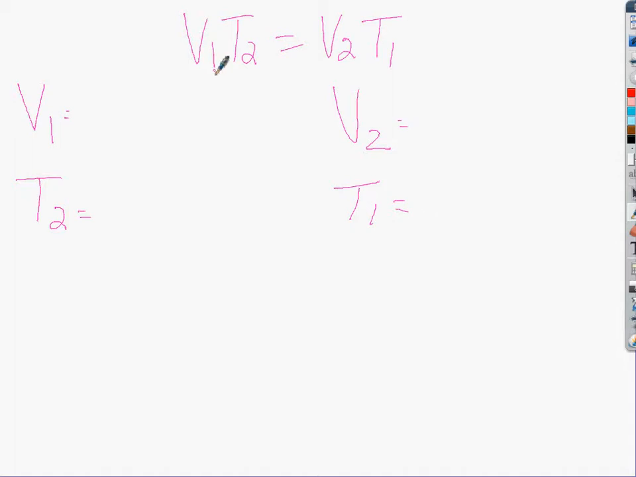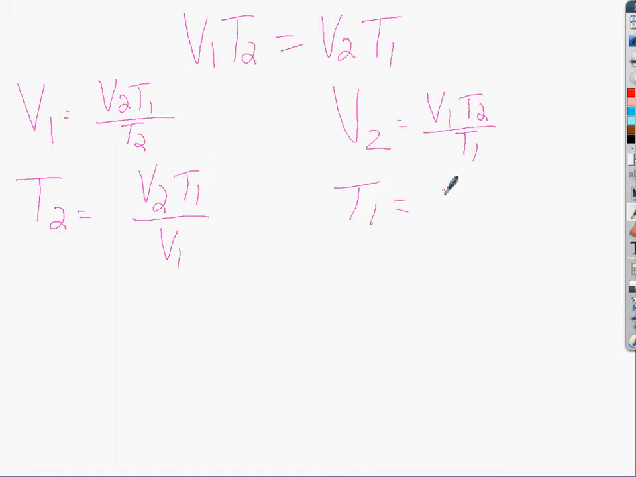So if I'm solving for V1, what do I need to write first? V2, T1. I'm writing the other side, and then I ask myself, how is T2 connected to V1? Multiplication. To get rid of it, I'm going to divide. Same with V2, I'll write V1, T2 divided by T1. Then I got T1 equals V2, T1 divided by V1, and T2 equals V1, T2 divided by V2. And so there are your four formulas to use in this law.